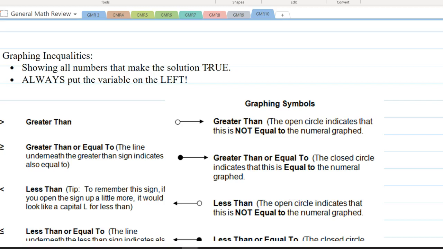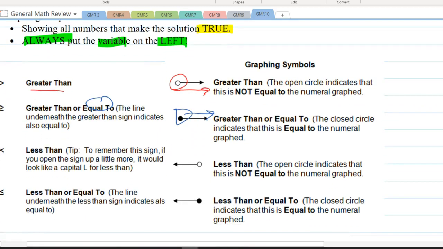Now we're going to talk about graphing inequalities. The graph of an inequality shows all numbers that make the solution true. Now this next part is incredibly important. Always put the variable on the left when graphing inequalities. If you have a greater than symbol, you're going to have an open circle and an arrow going to the right. If you have a greater than or equal to, then that circle is now closed and it's still going to the right. Less than, open circle to the left, less than or equal to, closed circle to the left.